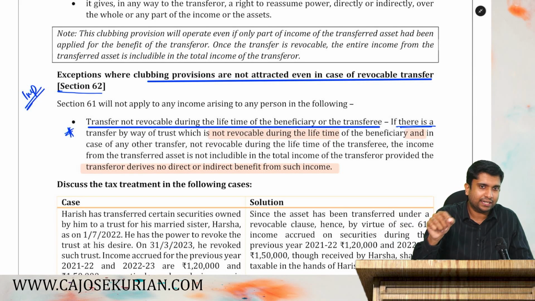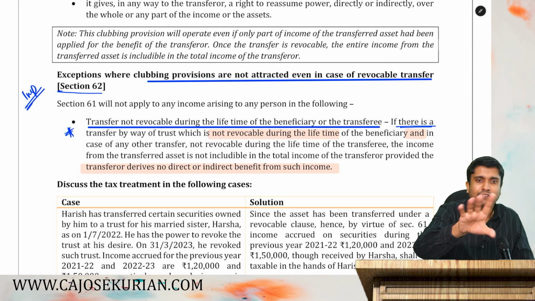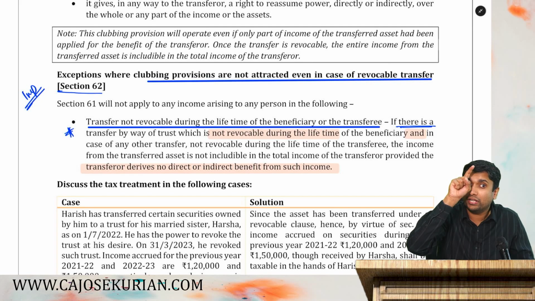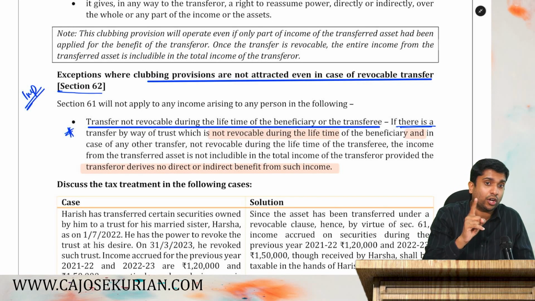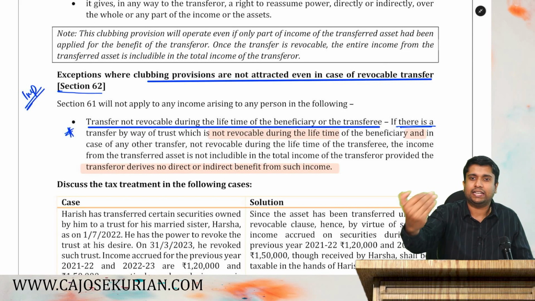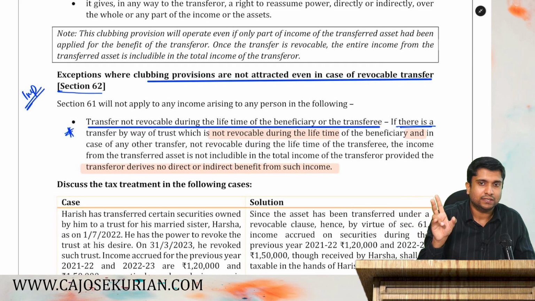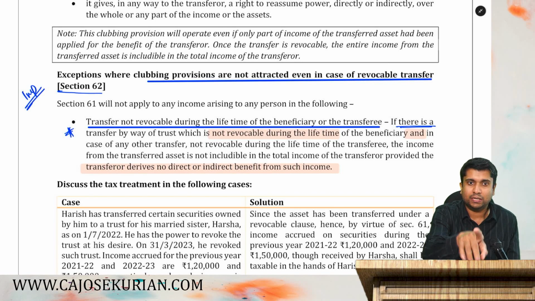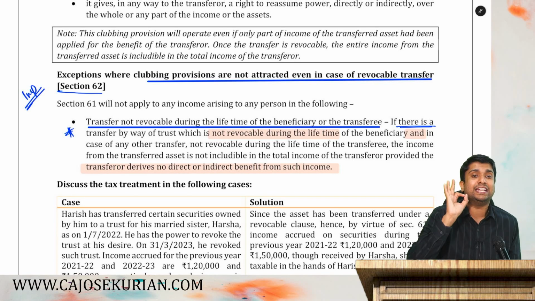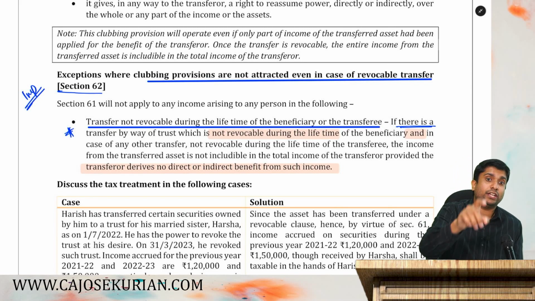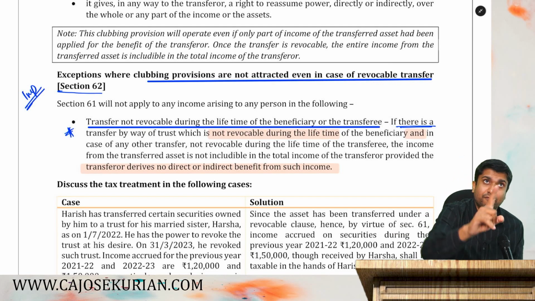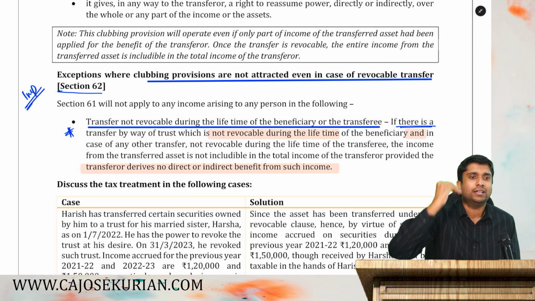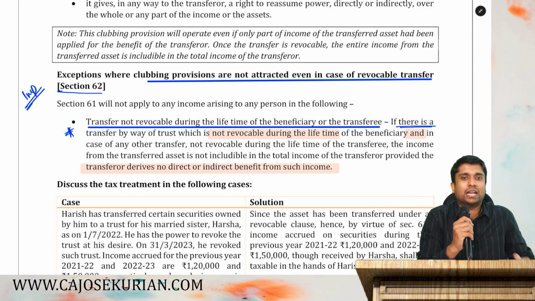Because we have put an agreement in a way that during your lifetime, I will not take back that particular asset. Plus, I will not enjoy either directly or indirectly income from that particular asset. In such cases, income is not required to be clubbed. Say for example, this is also a revocable transfer, but I have given a promise that I will never revoke that particular power of attorney during your lifetime. Plus, I will not enjoy income from that transferred asset either directly or indirectly. Then also there is no clubbing requirement.